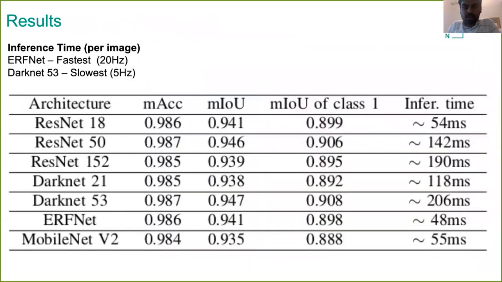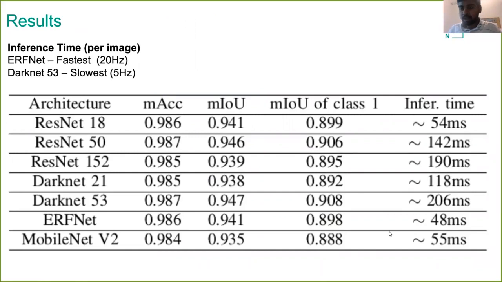So these are some results where we compare different CNN methods. We use ResNet with different layers, DarkNet, ERFNet, and MobileNet. The accuracy is close to 90% for that particular class, so we consider that good enough for the robot to trust these predictions.